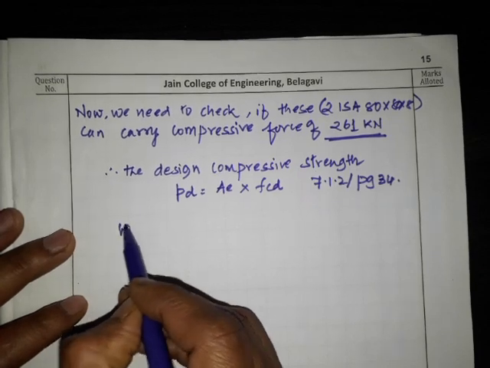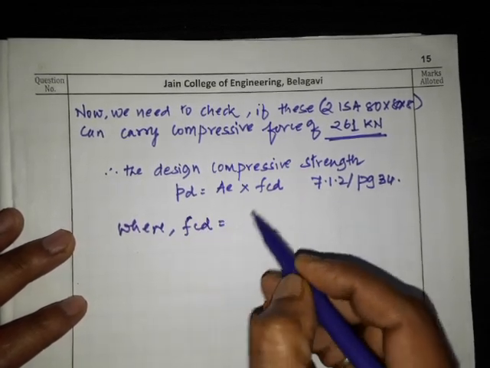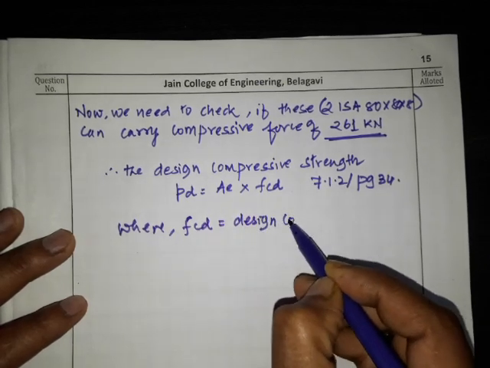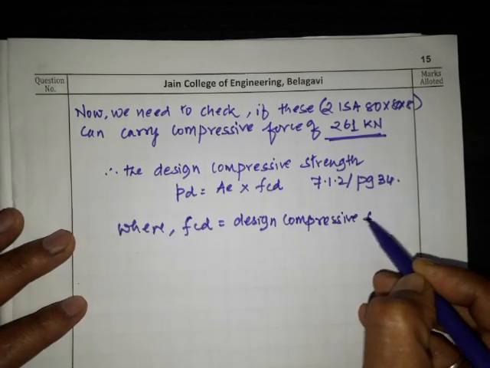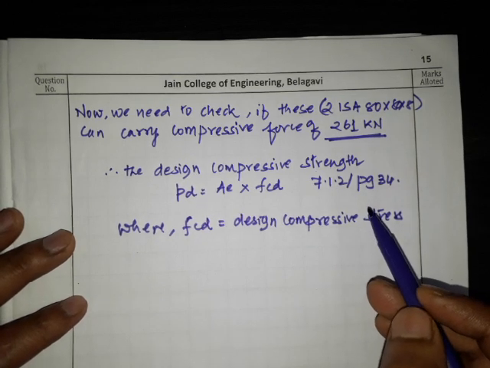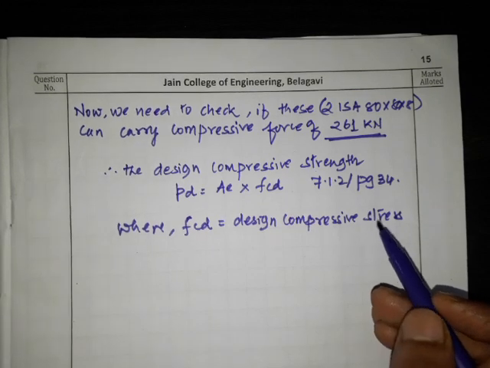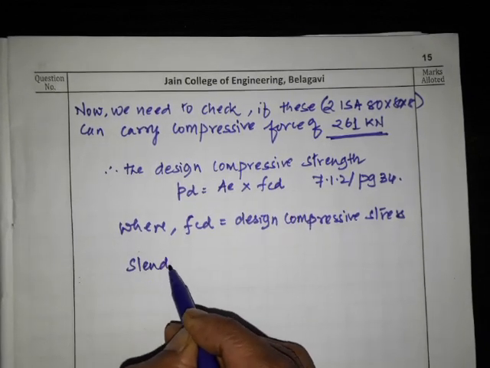Where FCD is equal to the design compressive stress. Design compressive stress we have to find out, as per the IS 800 tables. So for that, first of all we should have the slenderness ratio.